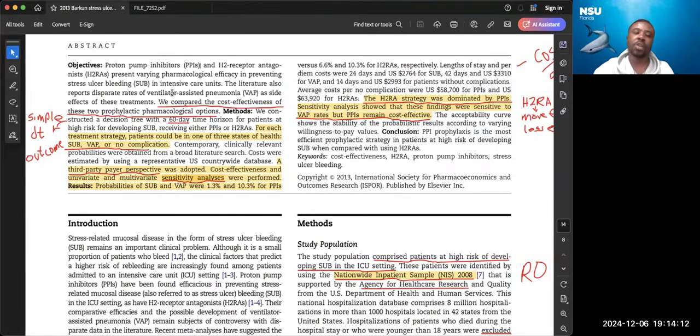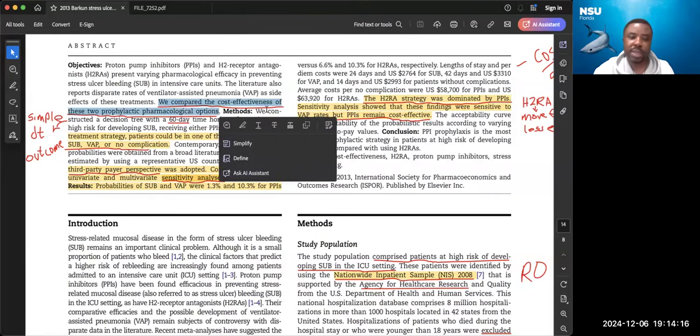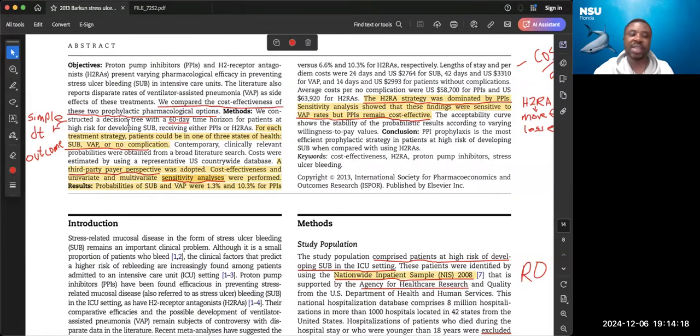I want us to read this article this way because each line, each sentence has a question that can be asked. So here, if you look at the method, it said we constructed a decision tree with a 60 days time period for patients at high risk of developing stress ulcer bleeding, and then they were receiving these medications. So this tells us that they will use a simple decision tree instead of Markov models, because if it is Markov, we'll need more than 1 year. So we are using a simple decision tree.